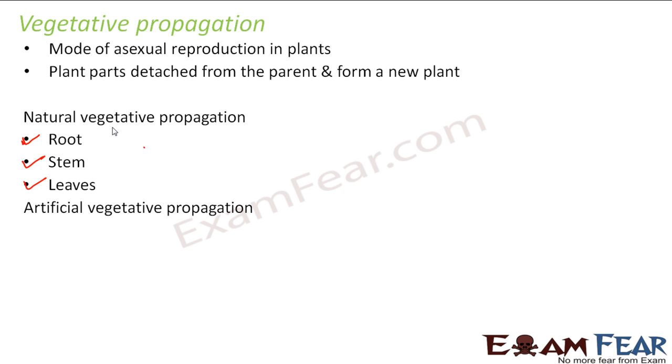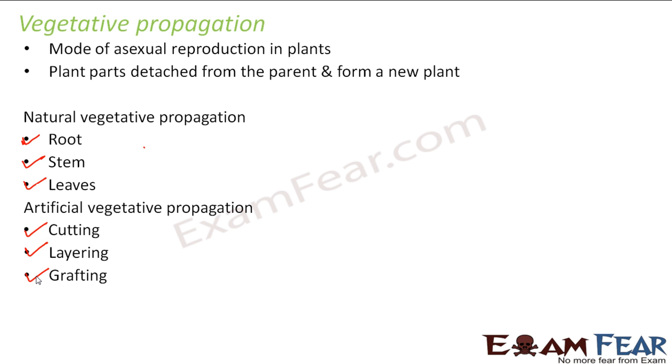So there are certain methods with the help of which we can grow plants. There are some specific methods. The methods which we will discuss under artificial vegetative propagation are cutting, layering, and grafting. These are the three important methods of doing vegetative propagation artificially. These are the topics which we are going to discuss in detail now. So we will start with natural vegetative propagation.